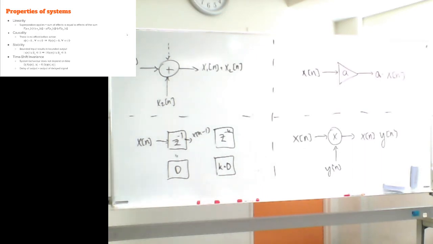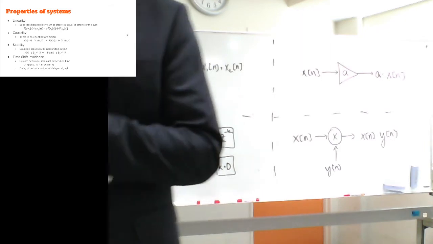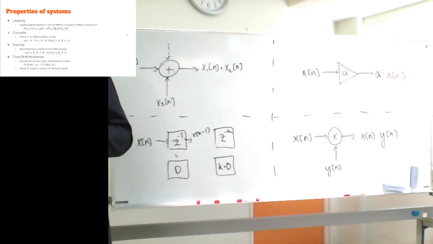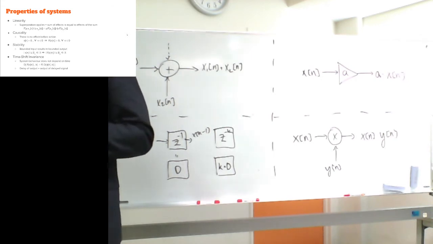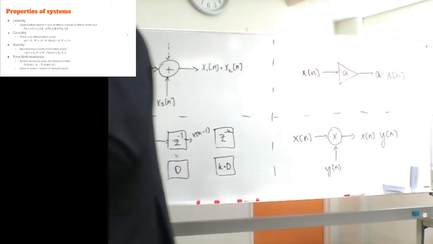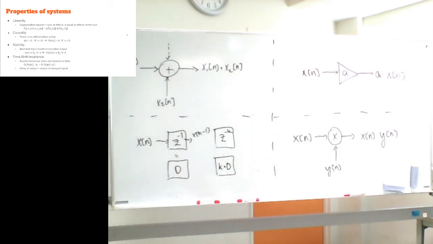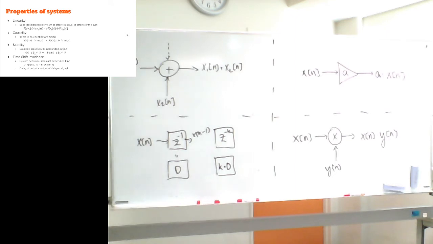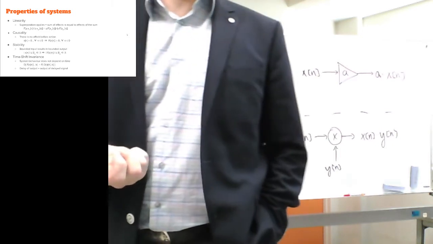Next one. Well, stability is actually a very good property. A usable system should be either stable or critically stable. Oscillators are critically stable systems. Okay, and then the last one, time shift invariance, meaning that system behavior does not depend on time. So system properties don't change.